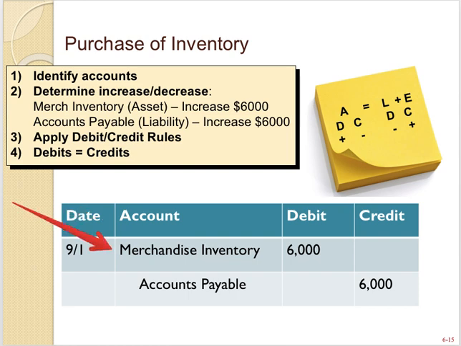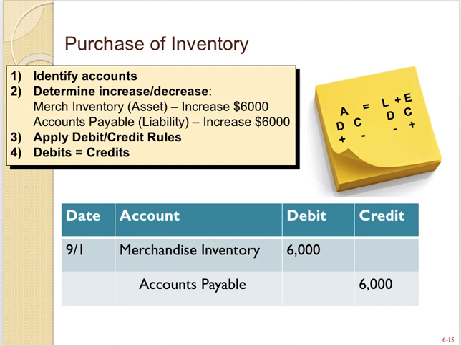But we start with our debit is our asset account, which is merchandise inventory, with a debit of $6,000. And then we have our liability, accounts payable, increasing with the credit of $6,000. We have our date, of course, and then the last step is you want to make sure our debits equal our credits. 6,000 equals 6,000. So yes, our journal entry is in good shape.